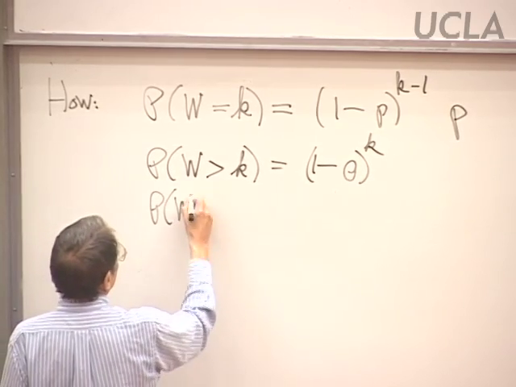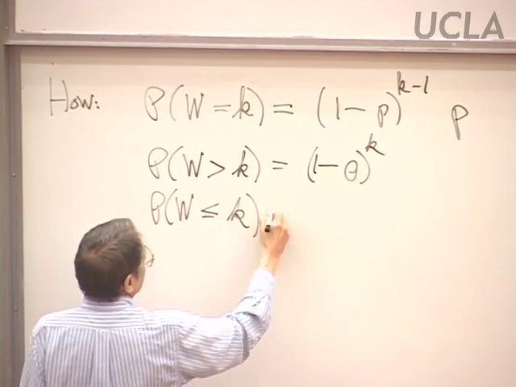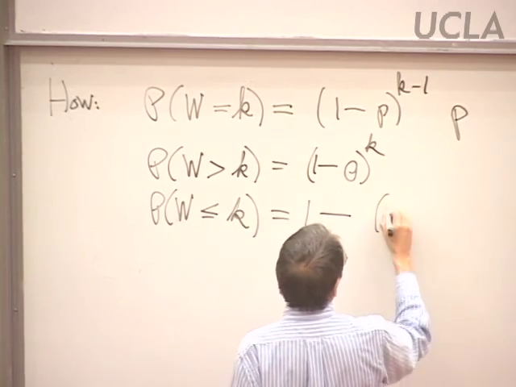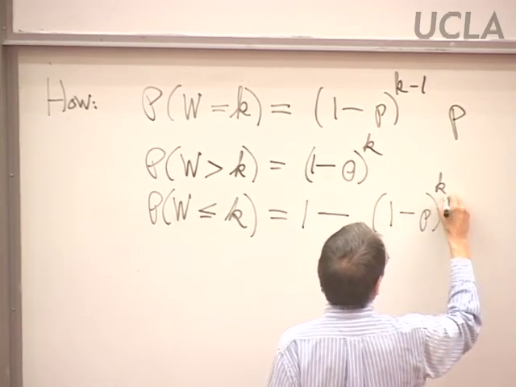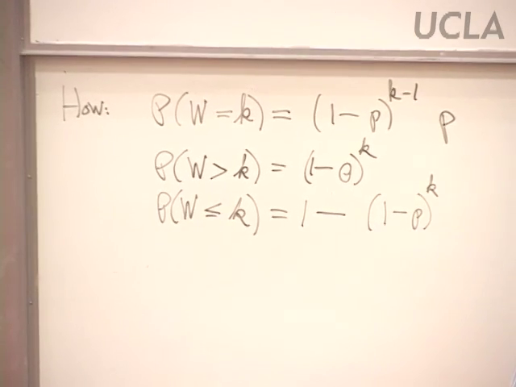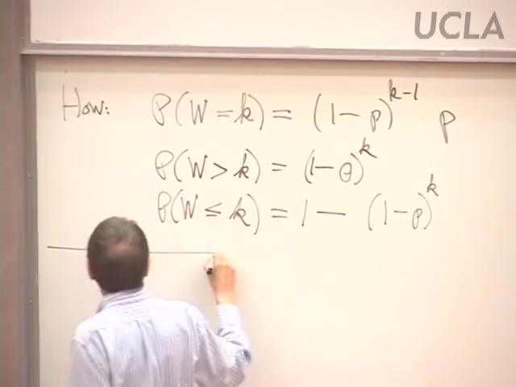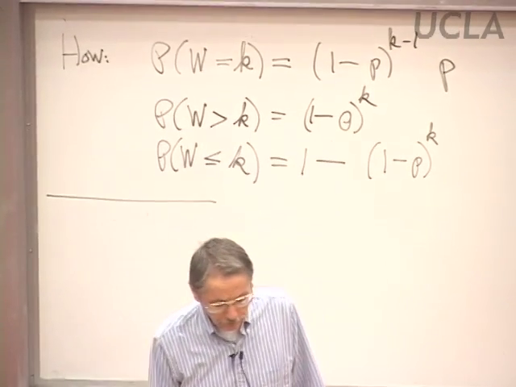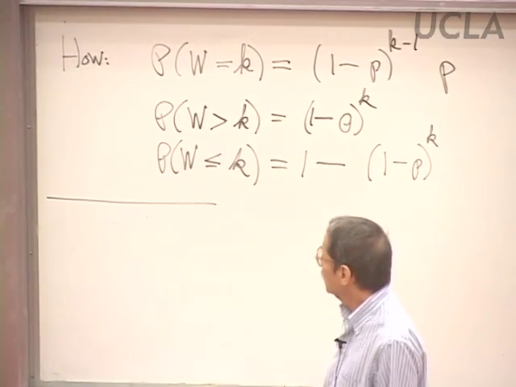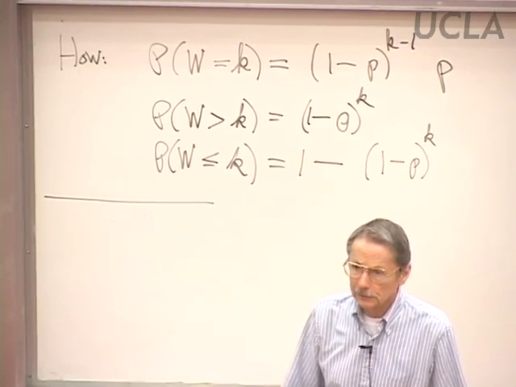And so we get the cumulative distribution function. That's the complement of the event W larger than k. So its probability is 1 minus (1 minus p) to the k. Well, so last time we obtained these equations. One thing we didn't say is why it's called geometric. Where's the geometry? Well, let me remind you of something from algebra.